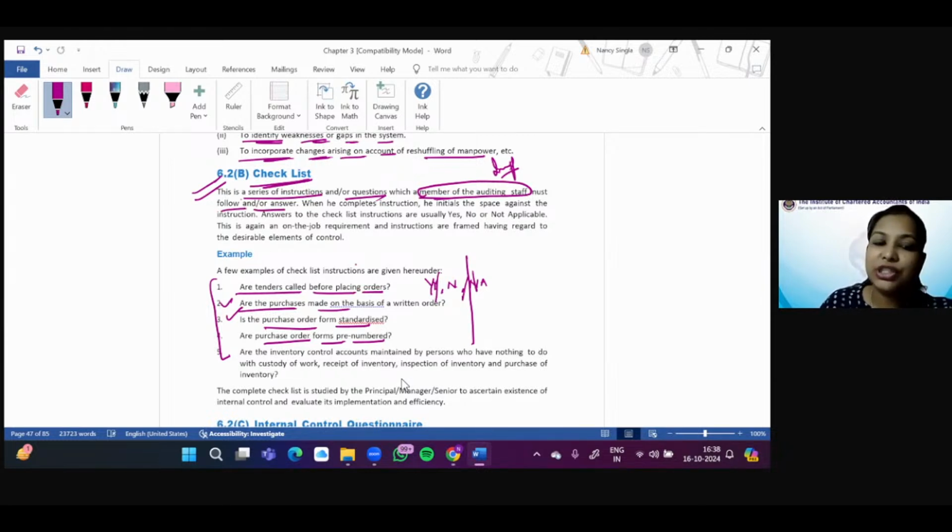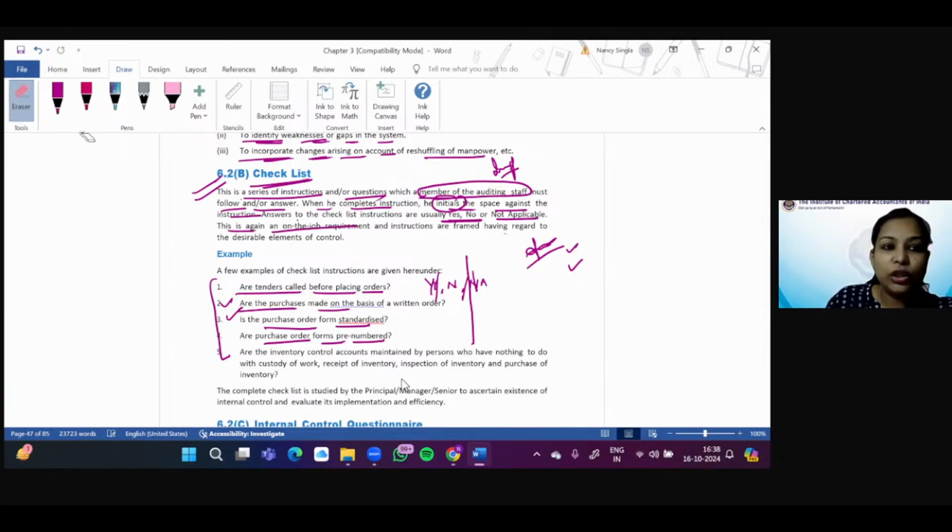So if these are instructions, the same need to be followed and a tick should be mentioned that I have done this. Or if answers are to be given, then yes, no. When he completes instructions, the person will be putting the initial so that responsibility is fixed. He initials the space against the instruction. So the member of the auditing staff will be filling that checklist and initials will be kept. Answers to the checklist instructions are usually yes, no, or not applicable. This is again an on the job requirement.